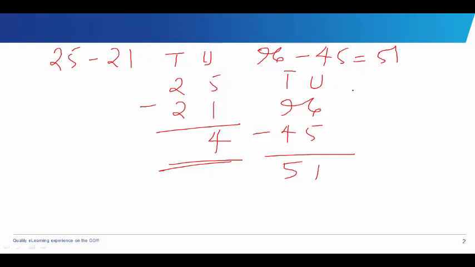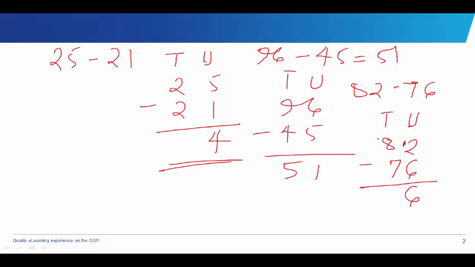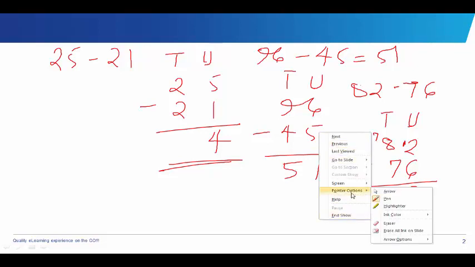Let's take another example. The last example for double-digit numbers, we have 82 minus 76. So write our tens and units. 82 minus 76. 2 minus 6, it won't go. So we'll borrow 1 from this 8 and put it here. It becomes 12. 12 minus 6 will give us 6. Now when we borrowed 1 from this 8, we have 7 left. 7 minus 7 will give us 0. So our answer is 6. Let's take another example.